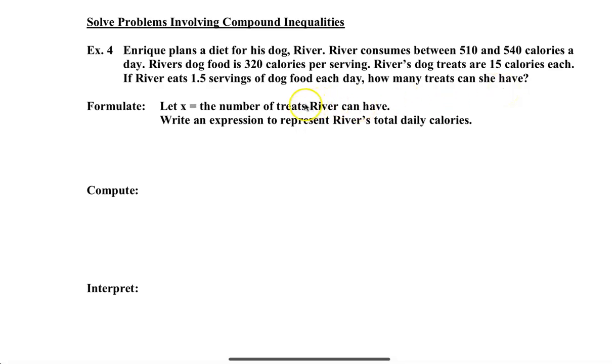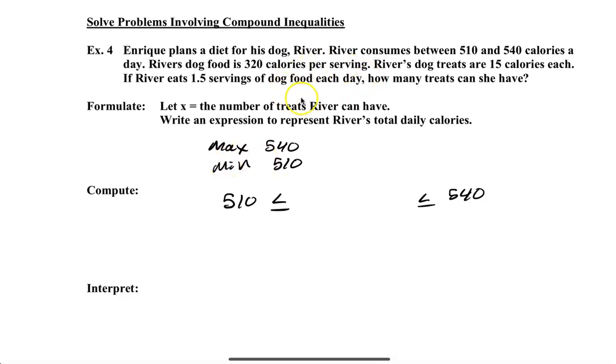Okay, let x be the number of treats River has. We're talking about calories, right? So the max is 540, and the min is 510. So we're going to go between those two, 510 and 540. We're going to say 510 is lowest and 540 is highest.